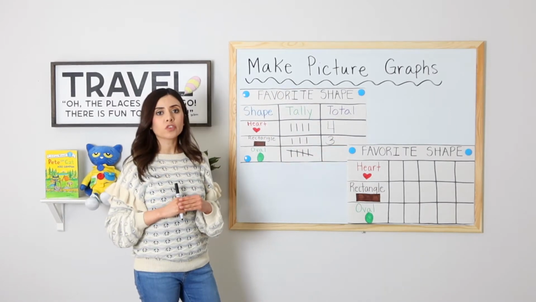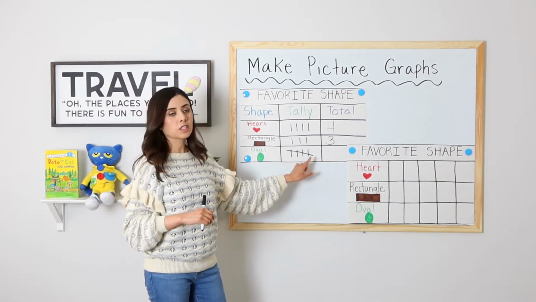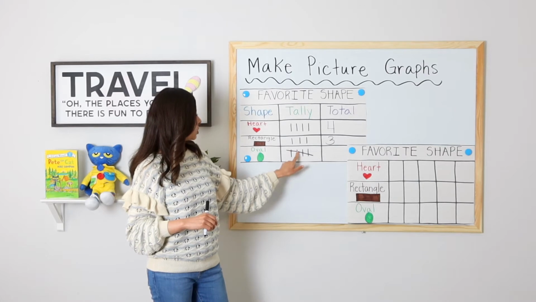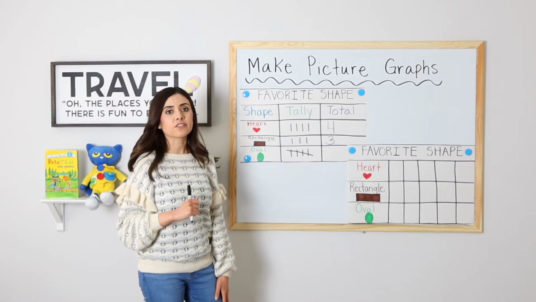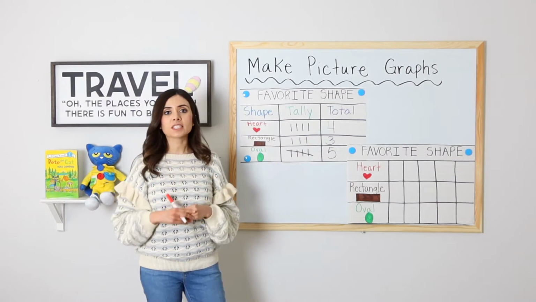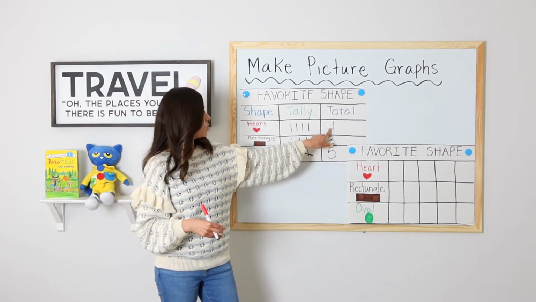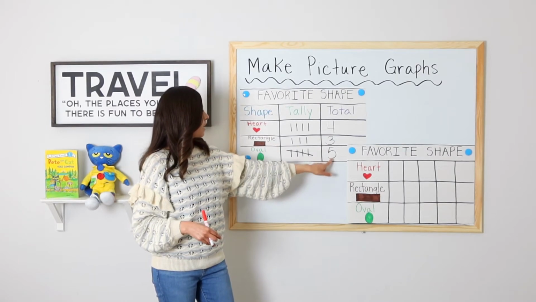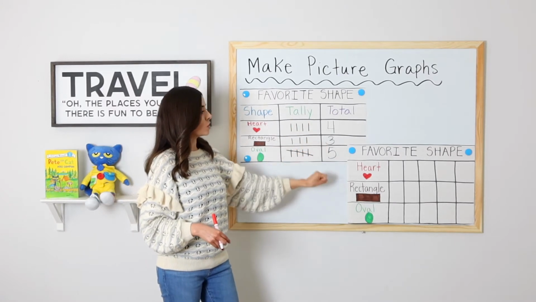And how many people chose oval? 5. Remember, when we have 4 tally marks with 1 going across, that represents 5. See? 1, 2, 3, 4, 5. So 5 students chose an oval as their favorite shape. Very good. Okay, let's go ahead and look at our data. Remember, data is information. I know that 4 students chose a heart, 3 students chose a rectangle, and 5 students chose an oval. Let's go ahead and move this data over to our picture graph.